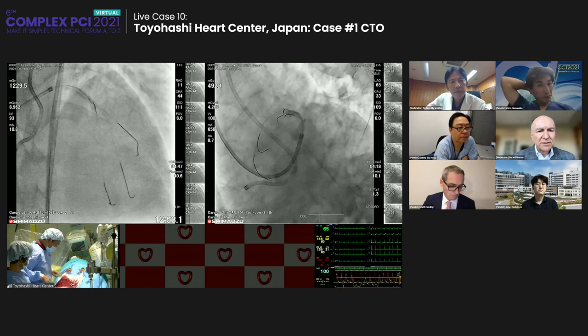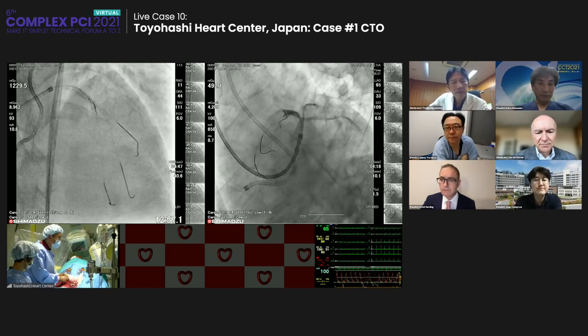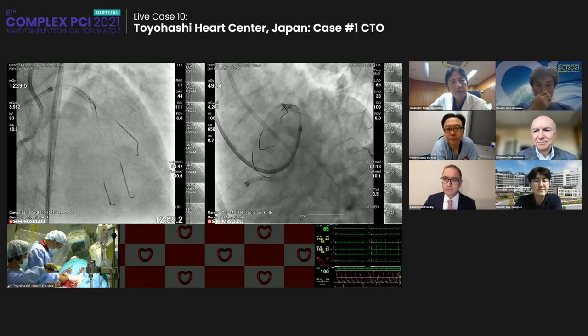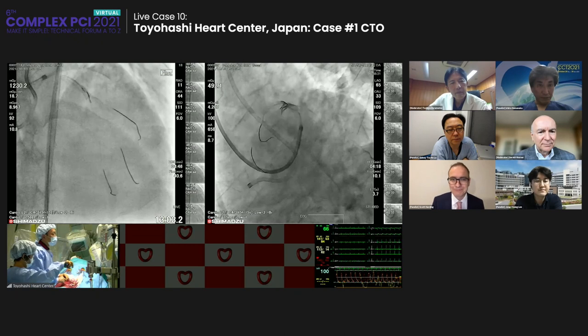So there was a pretty long overlap of the stent for the crush. Yes, sure, it's a little bit. The shorter one is okay.